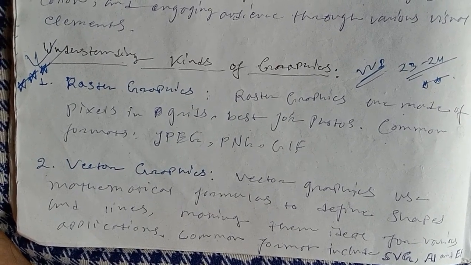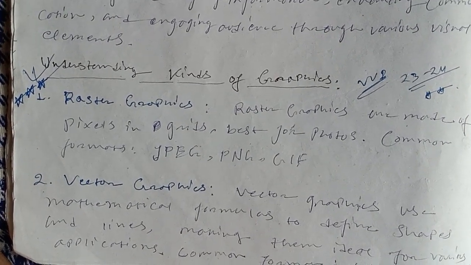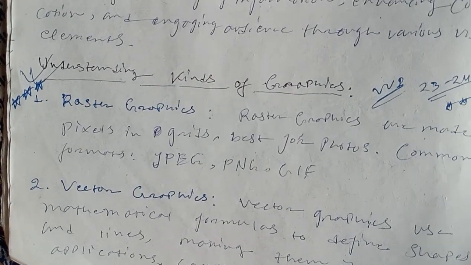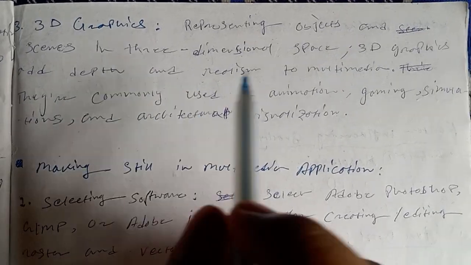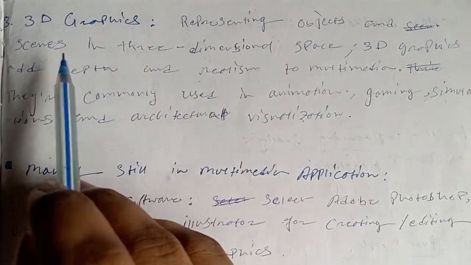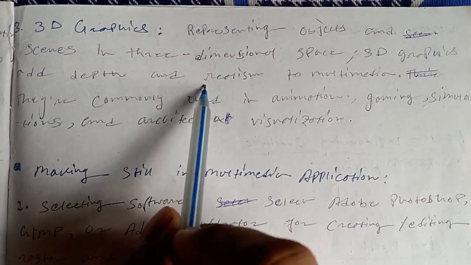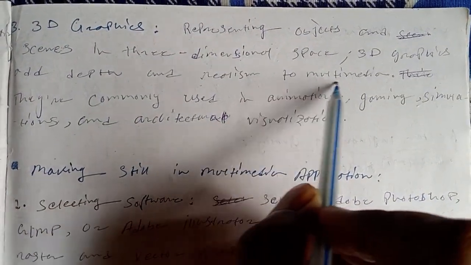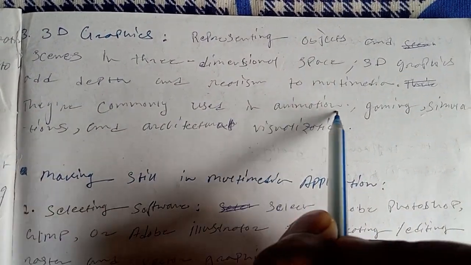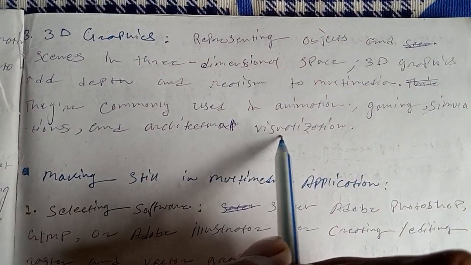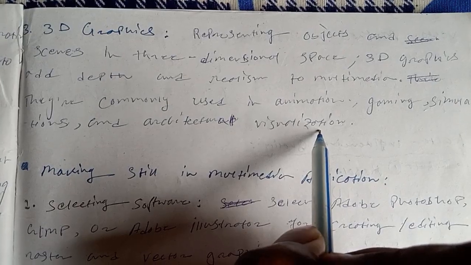And then the next point is 3D graphics, representing objects and scenes in three-dimensional space. 3D graphics add depth and realism to multimedia. They are commonly used in animations, gaming, simulations, and architectural visualizations.